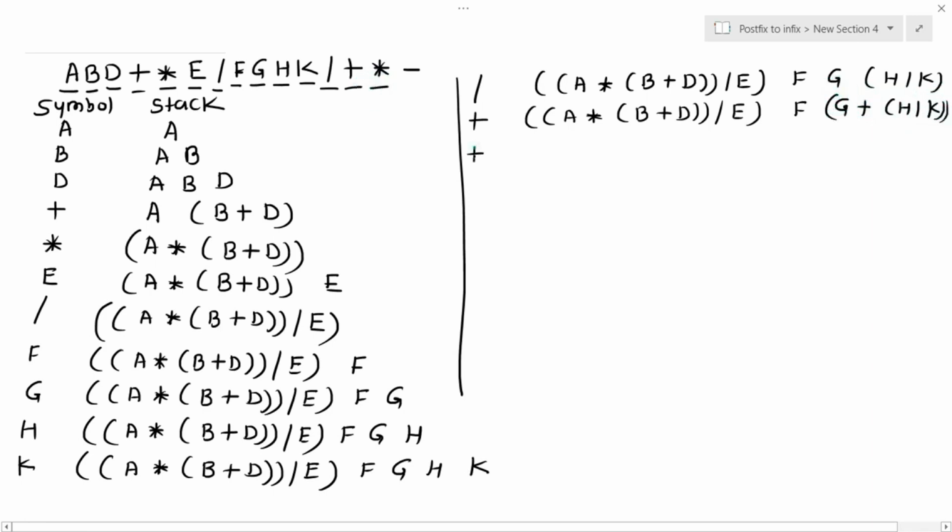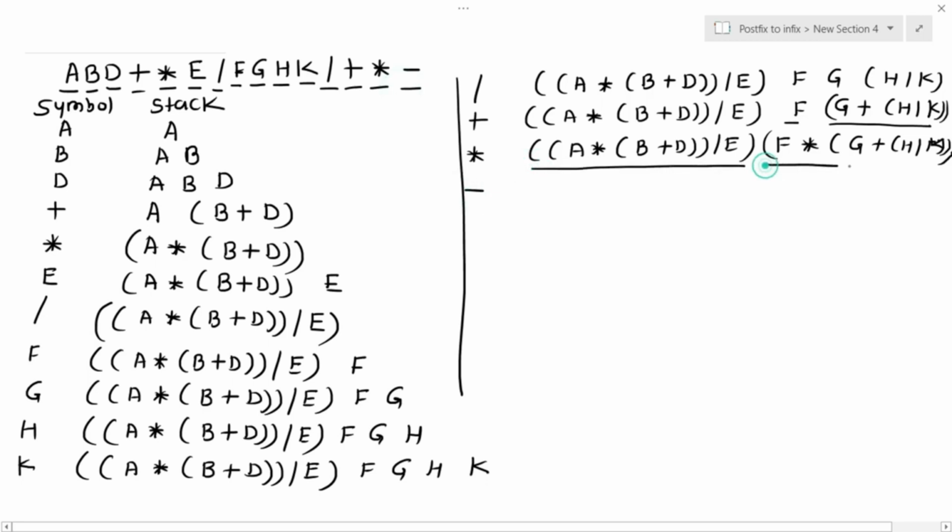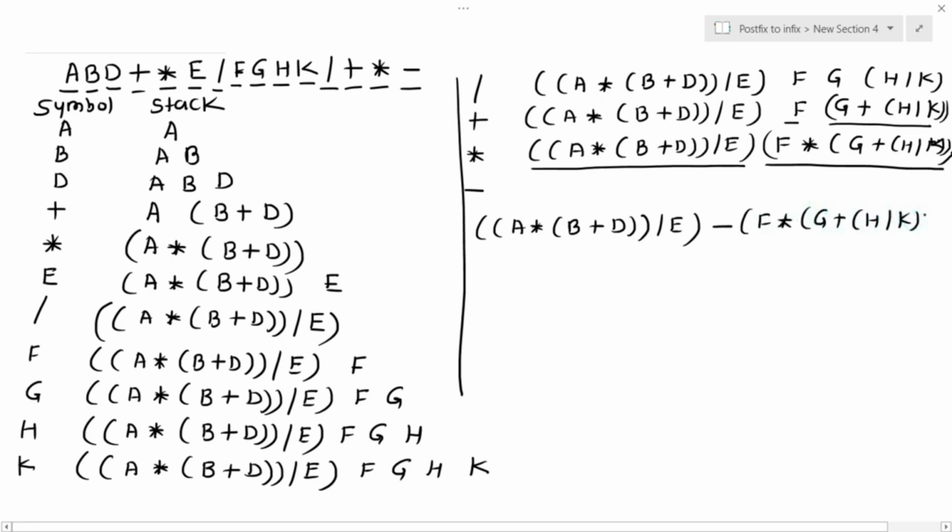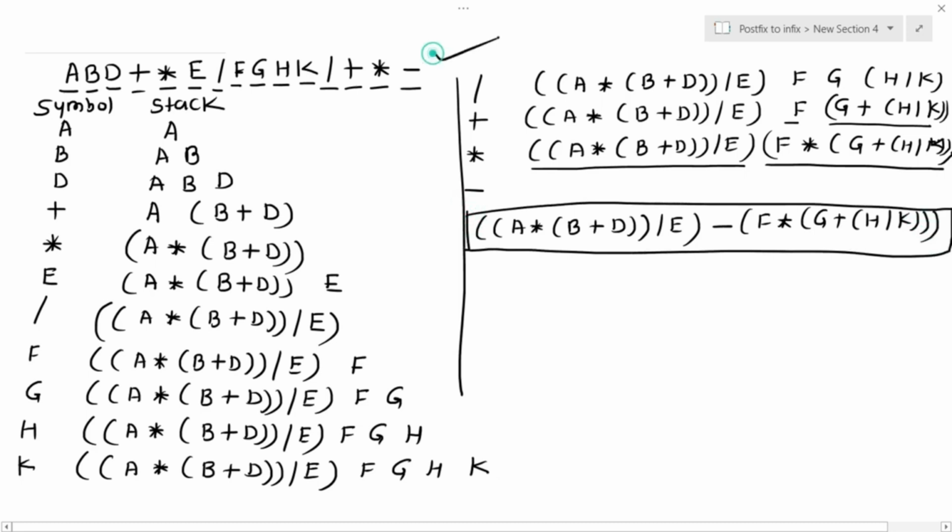The next one is multiplication. So we have top of the stack are F and this expression. So here F into G plus H divided by K and again put it in bracket. Okay, the last symbol is minus. Now we have only two operands remaining. This is 1 and this is 2. So the final expression is A into B plus D division E minus F into G plus H divided by K, and that's it. This is our final infix expression for the above postfix expression.